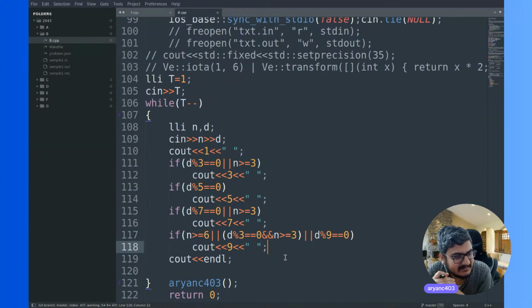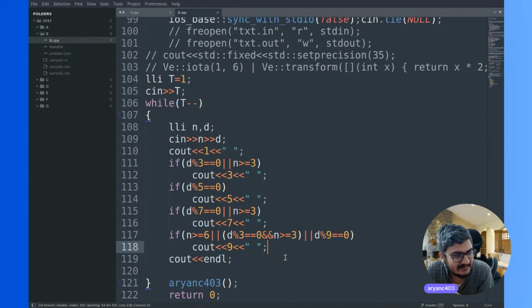Number of same digits d is divisible by 7 if we create an even number of pairs of size 3. Okay, no, I am not sure. So this was essentially the casework here. Any questions, anyone?